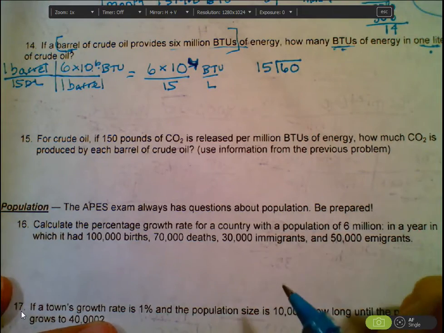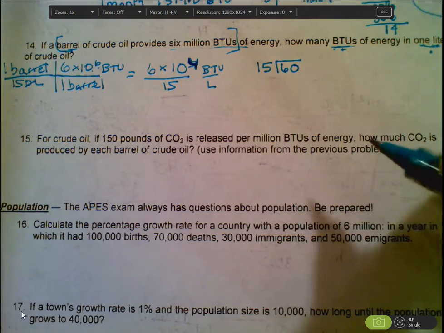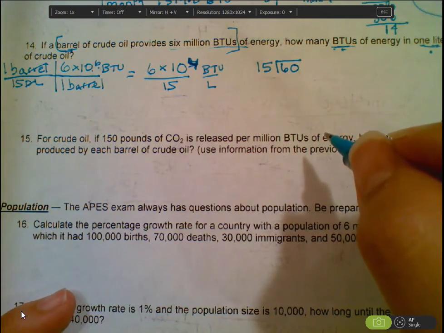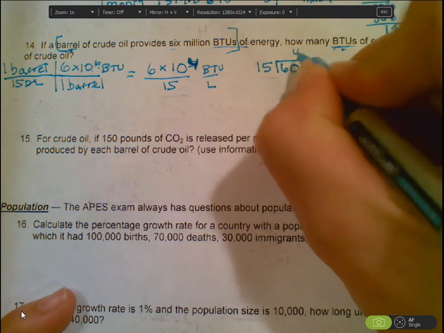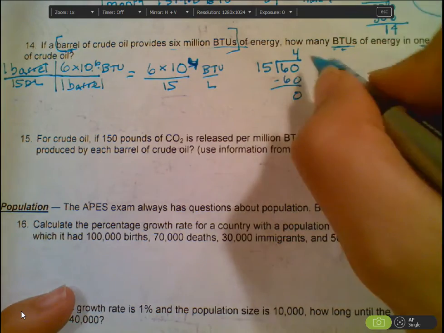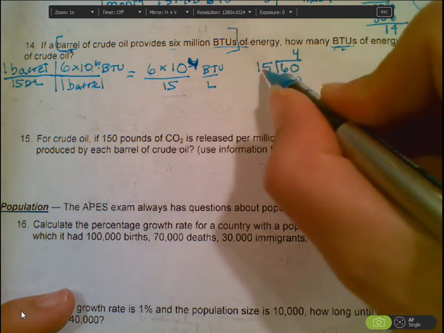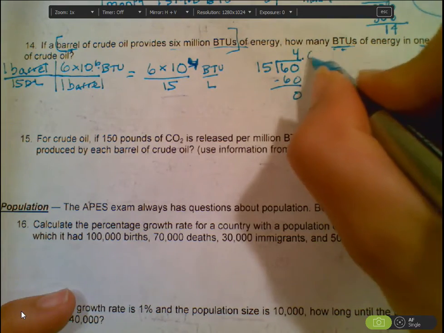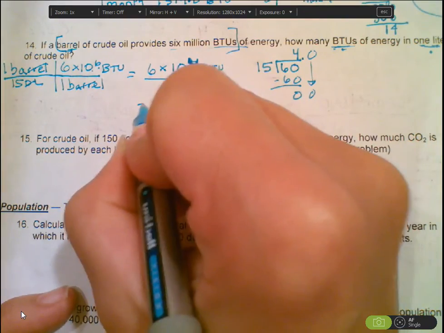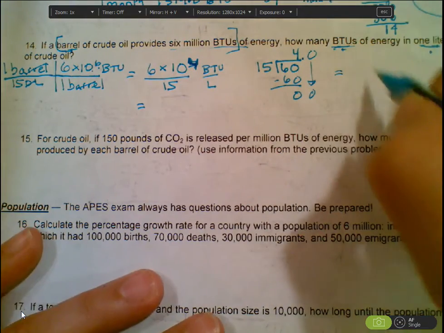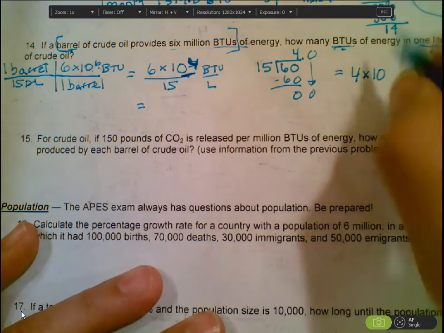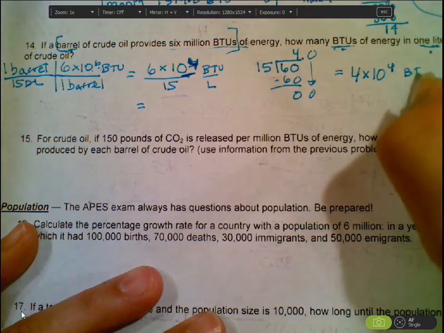Okay, so 15 goes into 60. We know 15 times 4 is going to give us 60. So that's a nice, pretty number. That doesn't happen very often. Thank you very much, AP Central. Okay, so your answer is 4, and I don't have to do another decimal because obviously it's 0. So my final answer over here is equal to, or you can do it over here, whatever, 4 times 10 to the 4 BTU per liter.